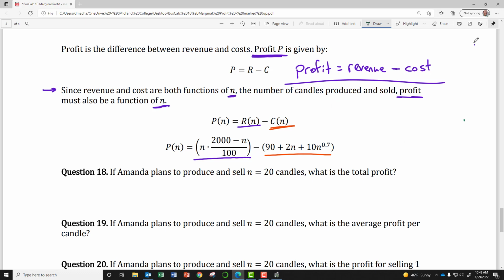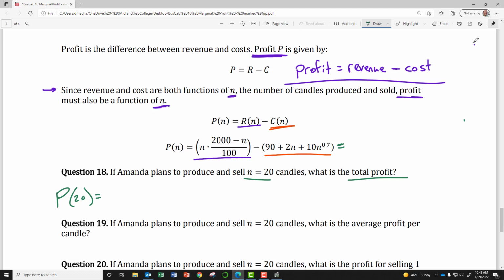Let's try to answer question 18, which says, if Amanda plans to produce and sell 20 candles, what's the total profit? So total profit for 20 candles means I'm trying to evaluate my profit function when n is 20. And let's see if we can actually simplify this profit function so that we don't have to do as much work for each of these questions.